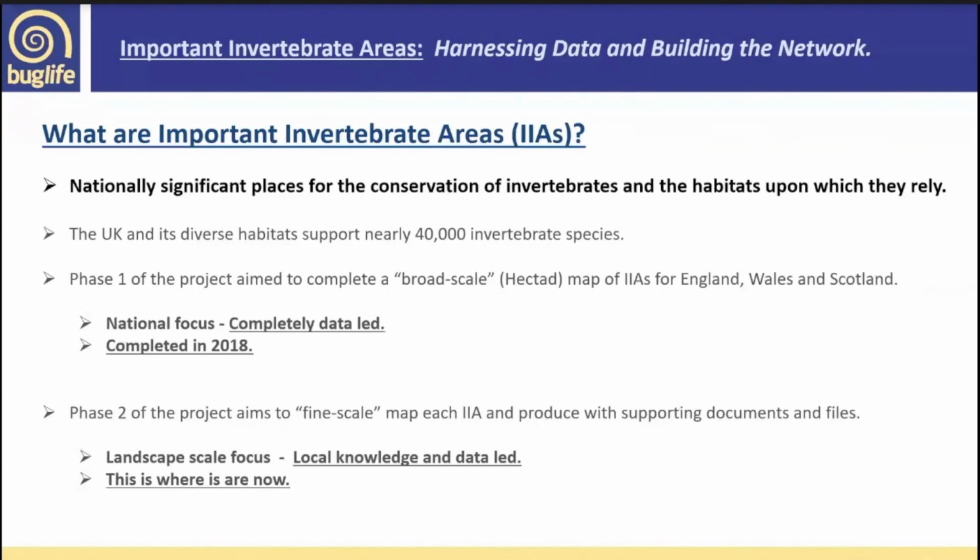And the UK has over 40,000 invertebrate species. And so this project was basically started to try and build a network that represents this diversity and the threats that these are under. So this was in two major phases. The first phase was our broad phase, or hectare level phase, within England, Scotland and Wales. Ireland we do hope to map at some point, but this is a separate project. And this had a national focus and was very much data-led, and we've now completed this as of 2018.